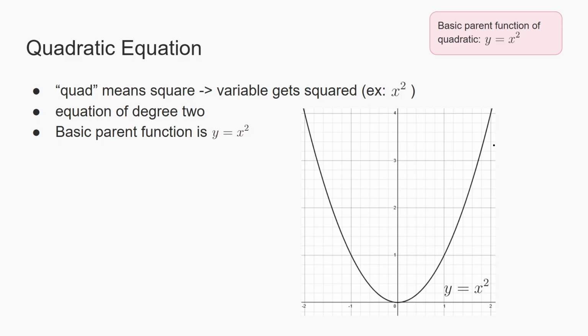This shape is called a parabola. All other parabolas or quadratic functions can be obtained from this parent function y equals x squared by one or more transformations. A transformation can be a translation up or down, a reflection, or a stretch or compression.